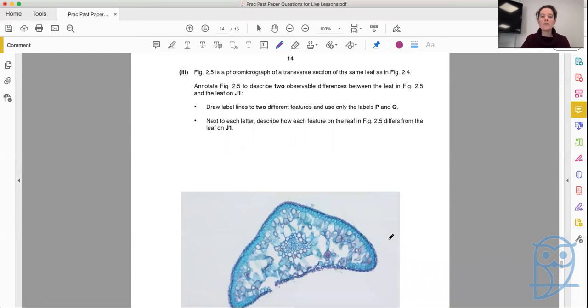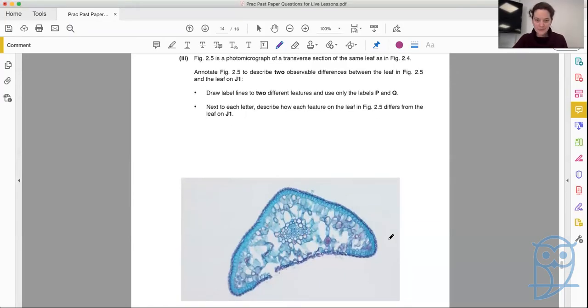Figure 2.5 is a photomicrograph of a transverse section of the same leaf as in figure 2.4. Now you can see the whole triangular beauty of this leaf. You can see that we've only got one vascular bundle in the middle, and we've got all sorts of fun and games going around on the outside. So annotate figure 2.5 to describe two observable differences between the leaf in figure 2.5 and the leaf on J1. Draw label lines to two different features and use only the labels P and Q. Next to each letter, describe how each feature on the leaf in figure 2.5 differs from the leaf on J1.